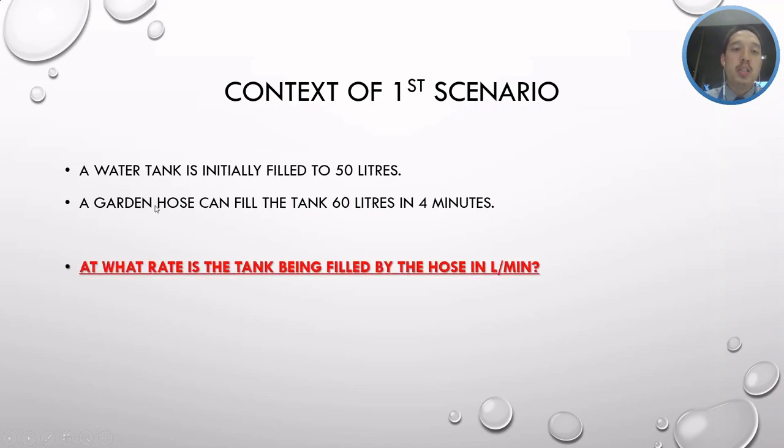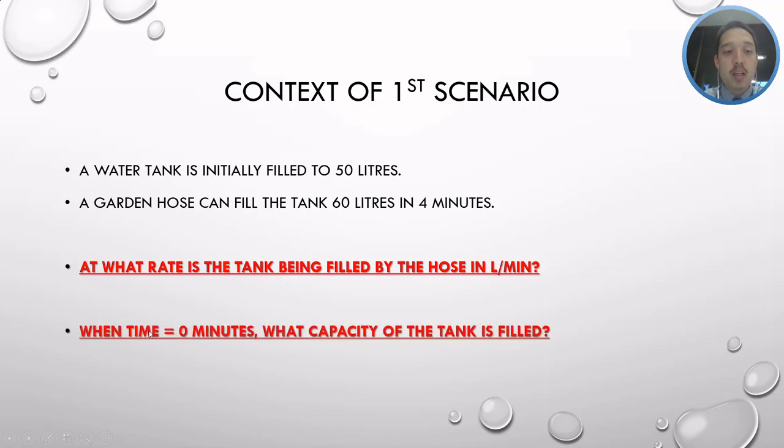So this garden hose is being plugged into the water tank and it's filling this water tank at 60 liters every 4 minutes. The question being asked is, at what rate is the tank being filled by the hose in liters per minute? And of course, when time is equal to 0 minutes, what capacity of the water tank is already filled? Well, rate is pretty straightforward because it's already given us a clue here. It says liters per minute. You can see here a garden hose can fill the tank 60 liters per 4 minutes. So it's already in the right units.